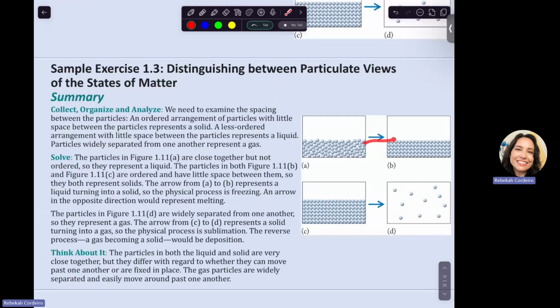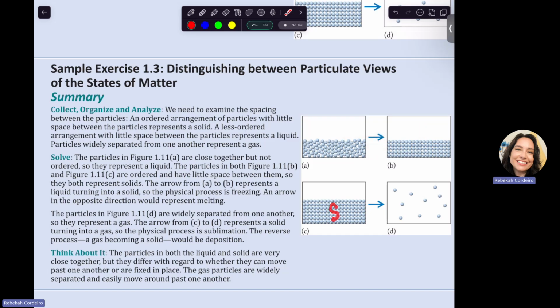So for A to B, we go from close together, but not really ordered. So let's call this a liquid. And this one is very orderly, so we'll call this a solid. Liquid to solid would be what? Freezing, right? So freezing would be this direction. If we switch it to the other direction, solid to liquid would be melting.